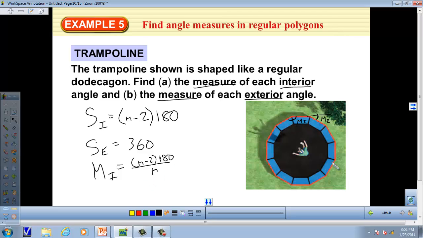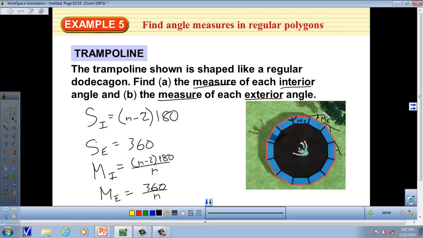So if I add all 12 of these together and get a total, and I divide by 12, I'm going to find out what one of these is. Similarly, for the measure of an exterior angle, this is going to be 360 divided by n, because all of these added together always equal 360. All the exterior angles, this one plus that one, etc. If we divide by the number of angles there are, that will give us the measure of one exterior angle.